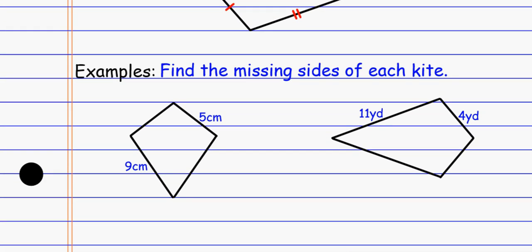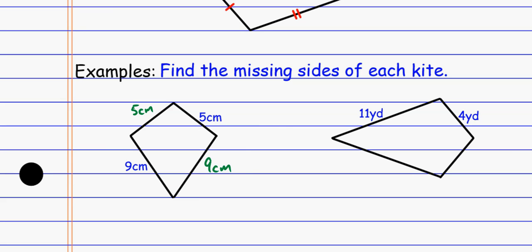For example, if I look at something like this guy, it says find the missing sides of each kite. And so once again, we just kind of have to look at this thing. And the two shorter sides, the two consecutive sides that are shorter, are going to be congruent. So right here, if this is a kite, then these two sides have to be the same. All right, so this is going to be 5 centimeters. And likewise, the longer two pieces that are touching also have to be the same. So these two sides have to be congruent. So that's 9 centimeters.